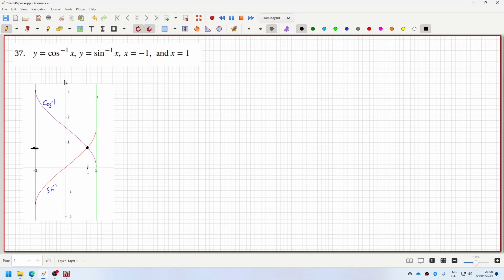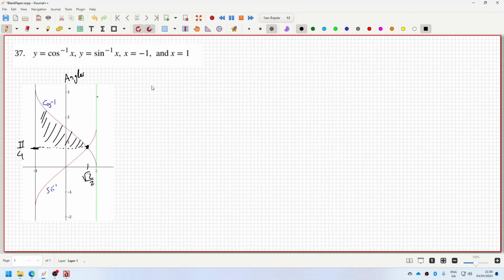This y-axis is the axis with the angles on it, because y is cos inverse. So cos inverse √2 divided by 2 is pi over 4. Yeah, okay, so that's pi over 4 there, and that's √2 over 2. So if I split this here, let's start by getting this area.